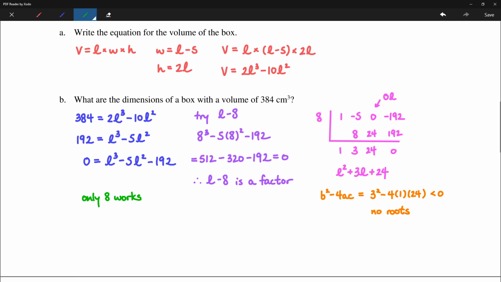So that is to say the length is 8 centimeters. The width will be 5 less than the length, which is 3 centimeters. And the height is twice the length, so that will be 16 centimeters. And the product of these three numbers is going to be 384.